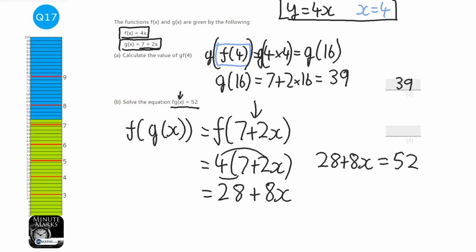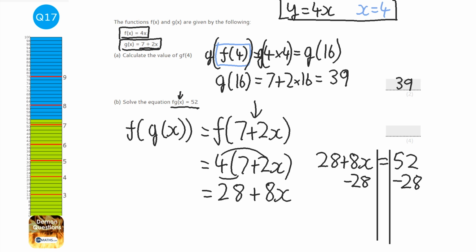So let's sort that out, solve that. So the first thing I can do is take away 28 both sides. And if it's on the calculator paper, you might as well use a calculator to double check your answer. If it's not on the calculator paper, I think most of you will be able to work that out. It's 24. And then we want to divide by 8. So we get x equals 3.